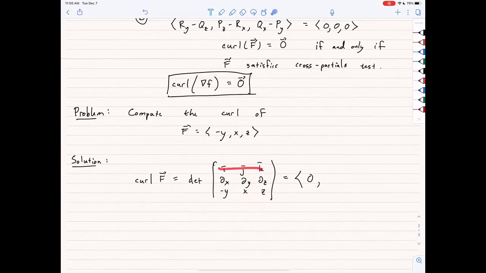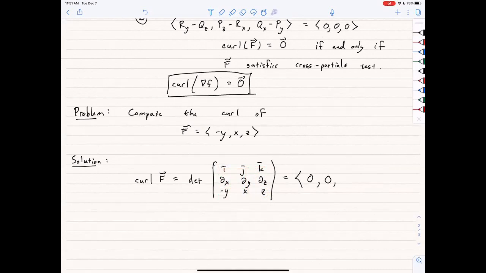I then cross off these two for the y component and take the determinant of that remaining 2 by 2 matrix. And determinant, again, is loosely interpreted here because we're really taking derivatives, but it's the same formula as the point. So we'll take the derivative of z with respect to x, that's 0. The derivative of negative y with respect to z, that's also 0. So I get 0 here.